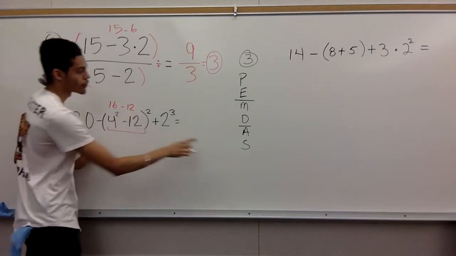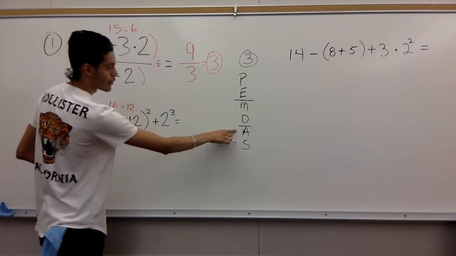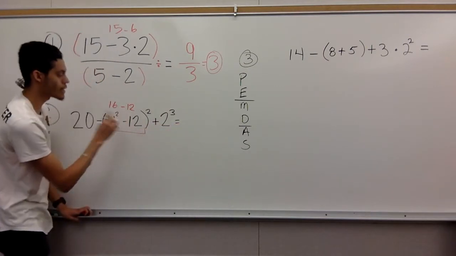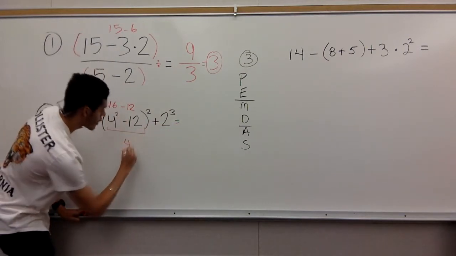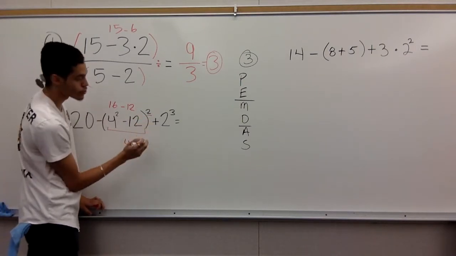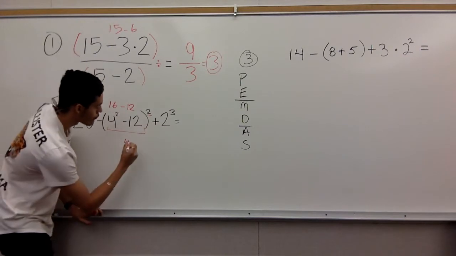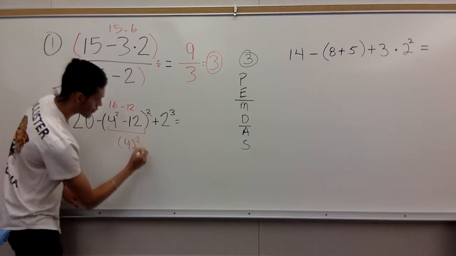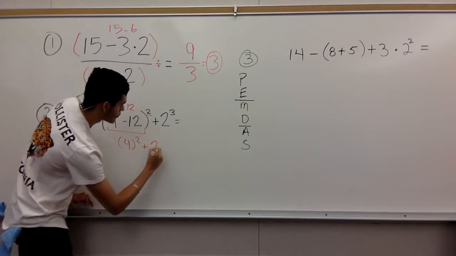16 minus 12, you do subtraction next because there's no addition, division, or multiplication. 16 minus 12 gives you 4. Now don't forget about this 2 right here, the squared. You can bring it down to the 4 because it belonged to the parentheses. Now you rewrite the entire problem.